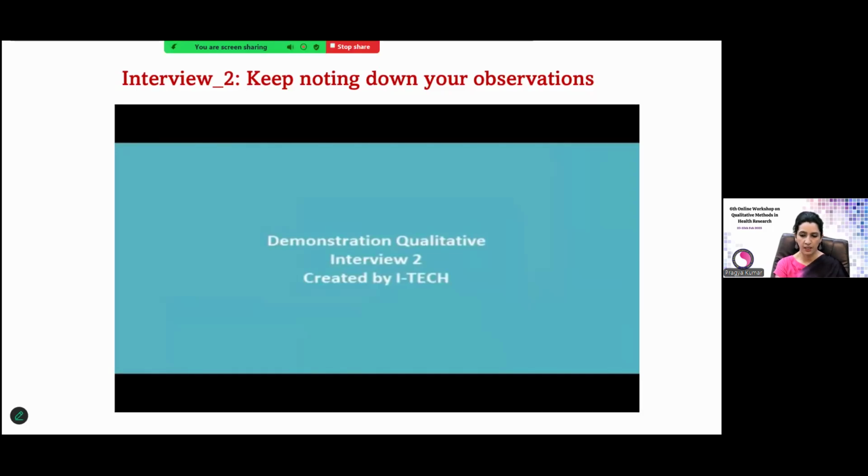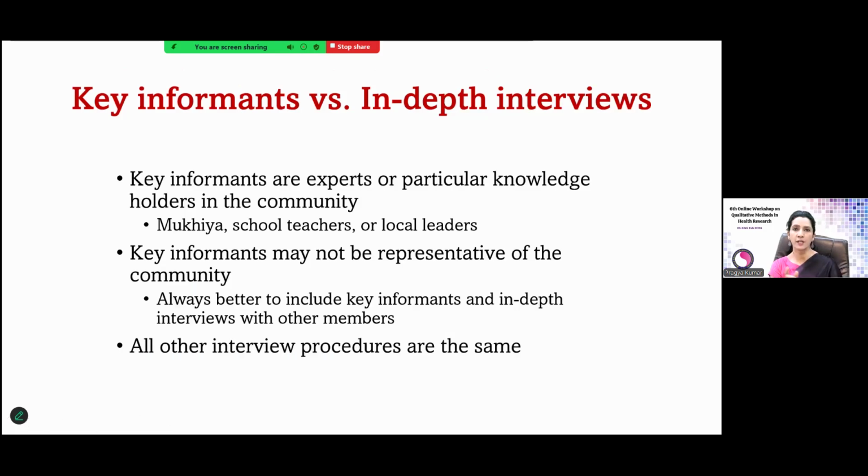Now, I'll just show the interview guide. But before I show you the interview guide, there is one more concept, which is the key informant interview. So how is this key informant interview different from the in-depth interview?